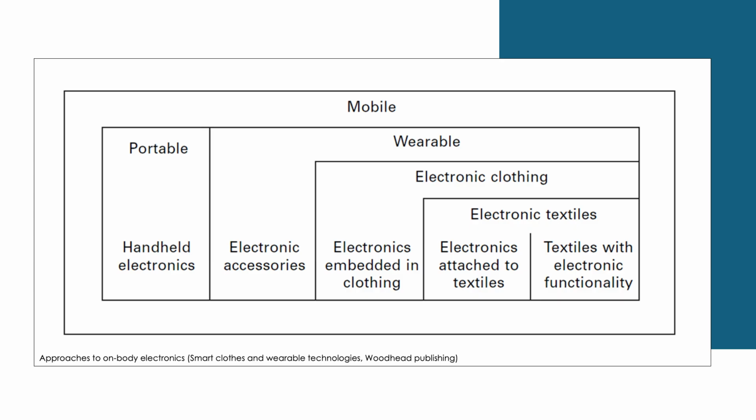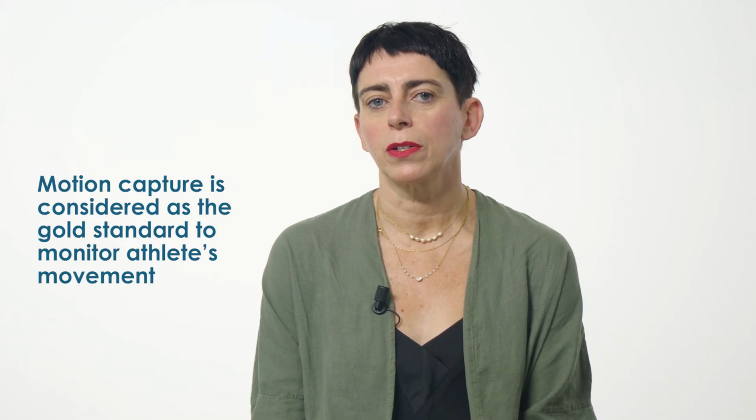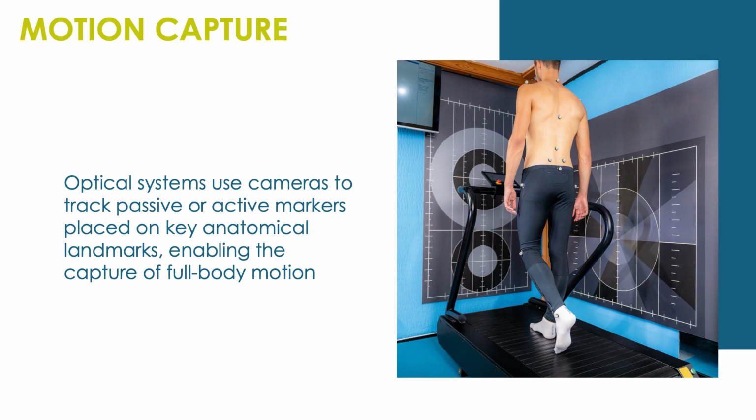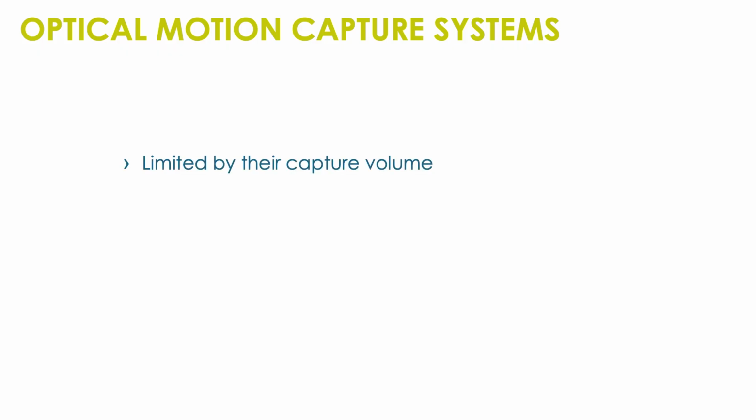In sport performance analysis, motion capture is considered the gold standard to monitor athletes' movement. Optical systems use cameras to track passive or active markers placed on key anatomical landmarks, enabling the capture of full body motion. However, because of their camera setup, optical motion capture systems are limited by their capture volume and are generally restricted to laboratory environments.